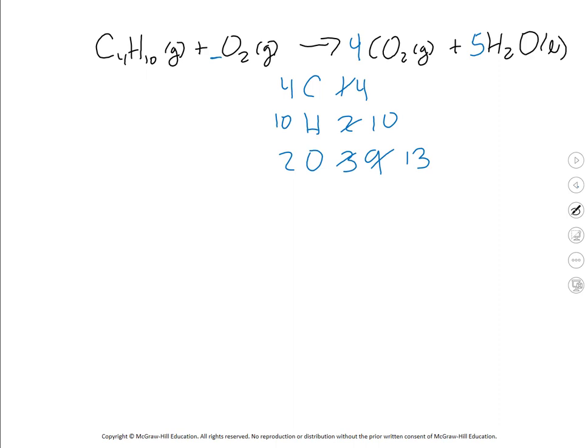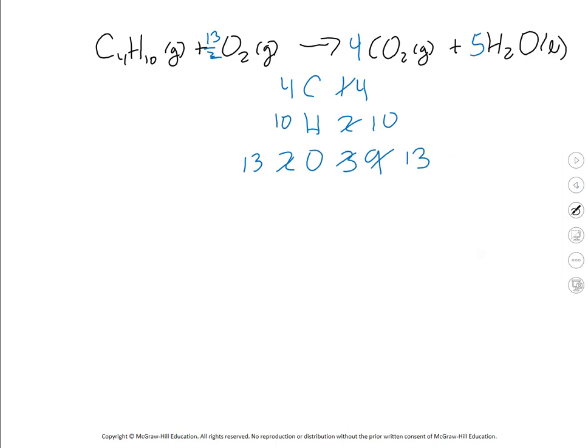So we would need to know what fractional amount of O2 will give us 13 oxygens from an O2. Let's use a fraction. 13 over 2. Okay. So 13 over 2 is a fraction. 13 over 2 times 2 gives us our 13 oxygens. So at this point, we are technically balanced, but it is not a valid balanced equation because we've got a fraction in there and we need it to be a whole number. So now let's get rid of that fraction.